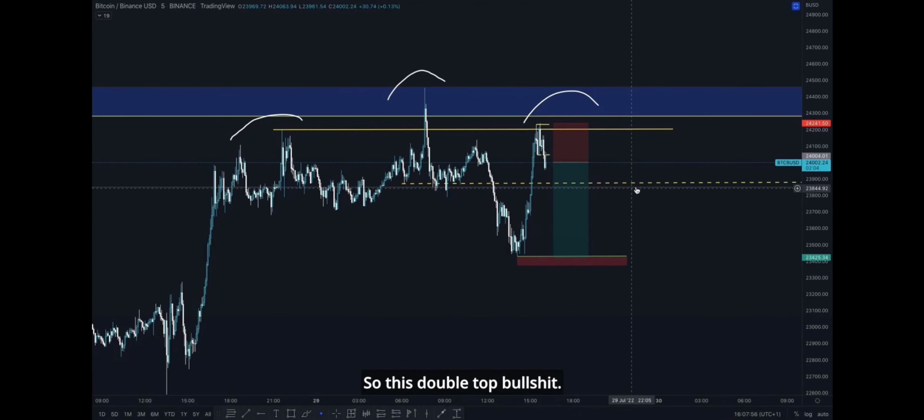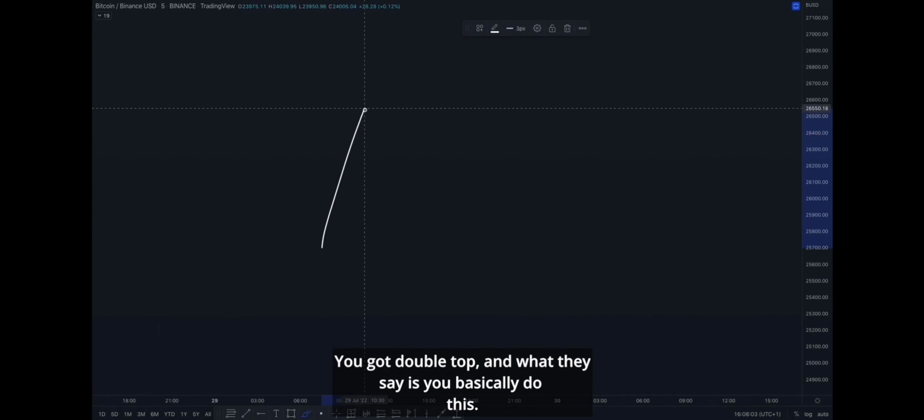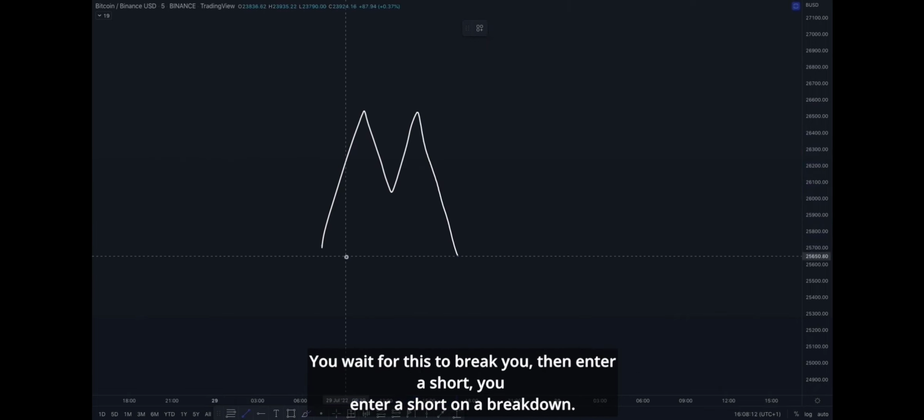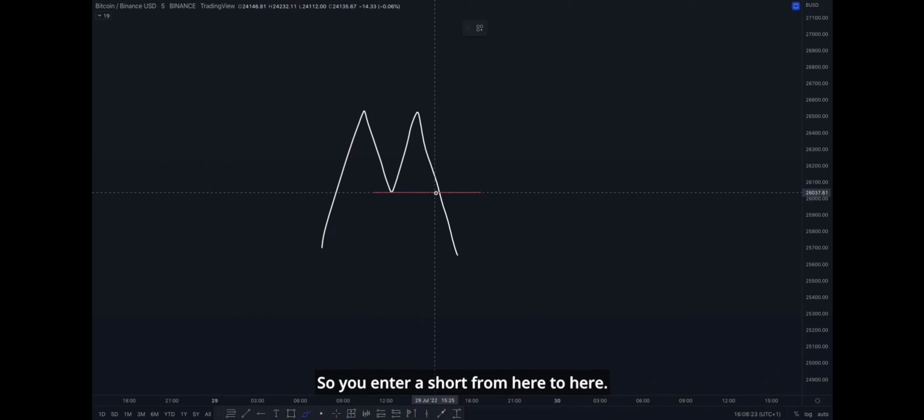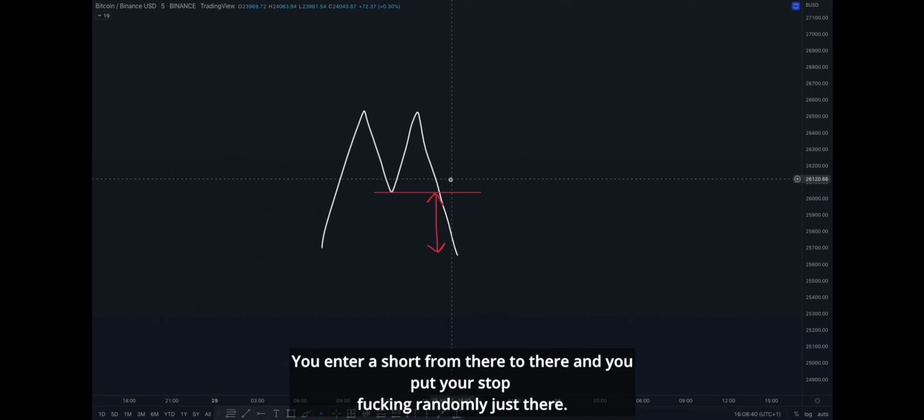Because it's idiotic. So this double top, you've got a double top. And what they say is, you basically do this. You wait for this to break. You then enter a short. You enter a short on a breakdown. So you enter a short from here to here. You enter a short from there to there. And you put your stop randomly just there.